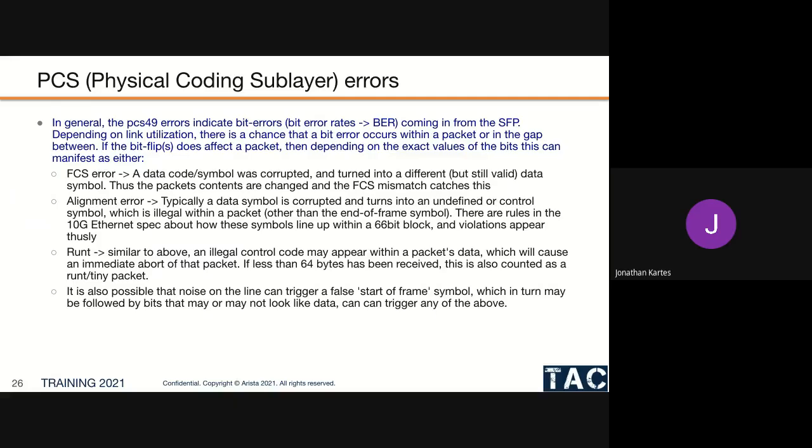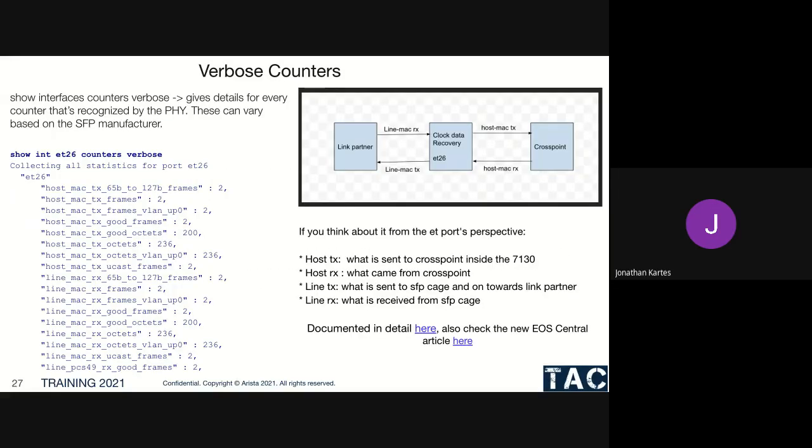But you do need to pay attention to if these are incrementing when you're observing various layer 1 related problems. They can lead to FCS errors, alignment errors. They can show up as runts. They can also trigger false start of symbols, which makes it look like actual data when it's not data that's being transmitted. All sorts of weird and quirky problems that these particular errors can generate. So how do you find them?